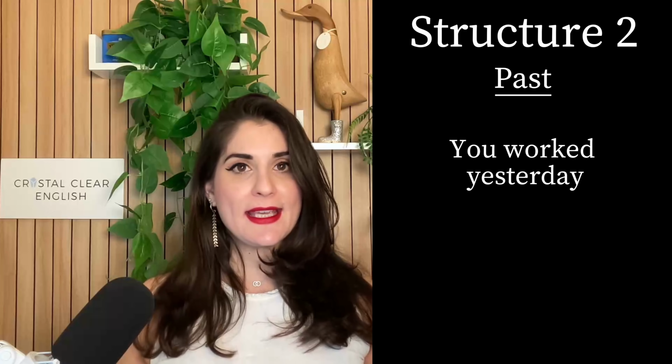Now let's look at the second structure for today, the past. We use the past when we refer to finished actions or finished time references. The auxiliary for the past is did. So for example, the affirmative sentence, she went to the gym. The question following the structure of auxiliary, subject, verb is, did she go to the gym?